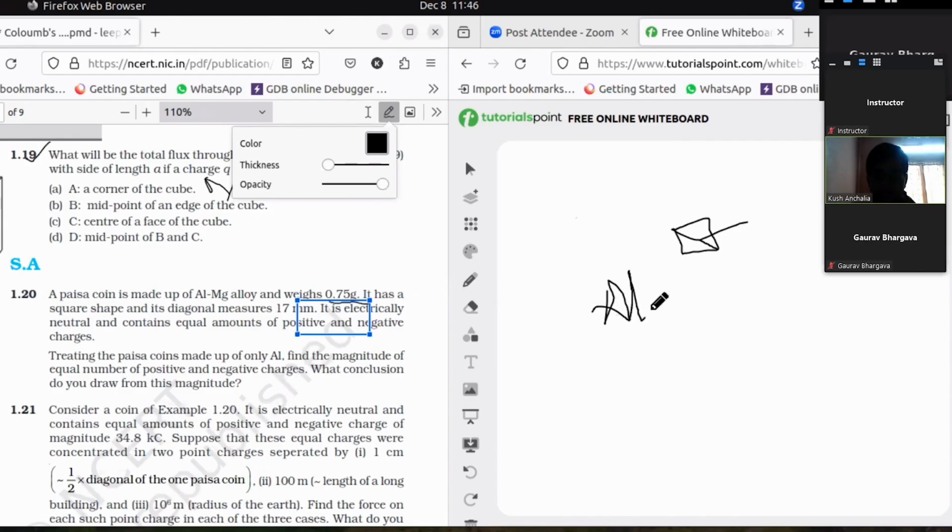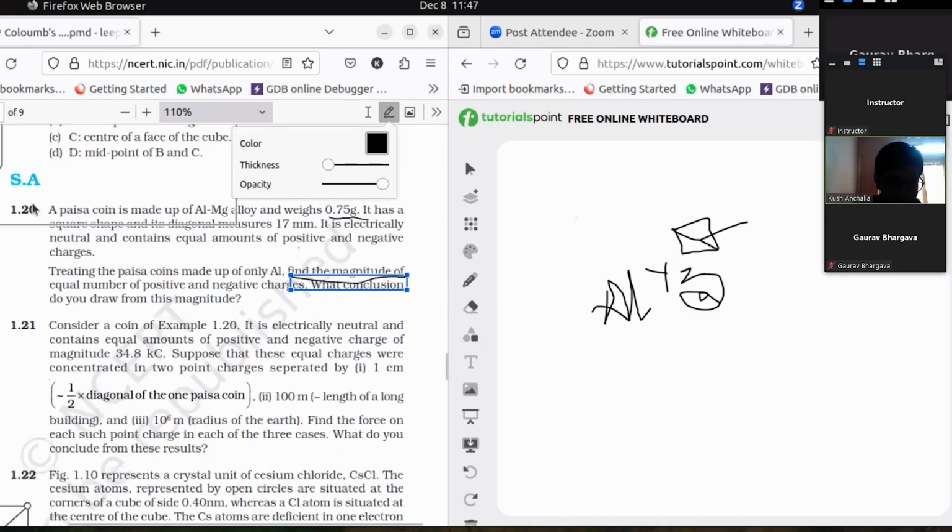As we say, aluminium is +3, so it indicates ionization, because +3 or -3 electrons. So this can be the answer, that -3 electrons should be there. According to weight density, 0.75 divided by 4 pi r square. This question can be looked upon.